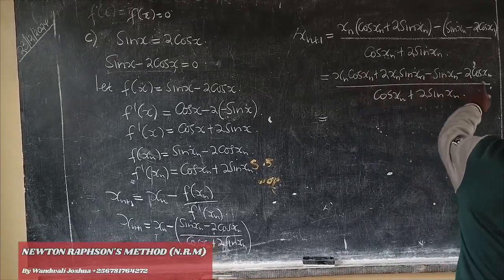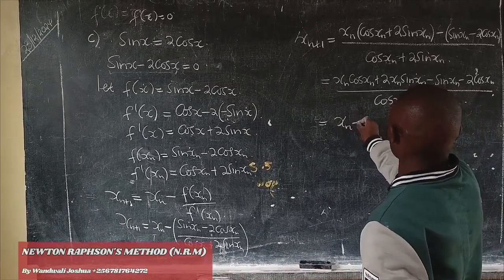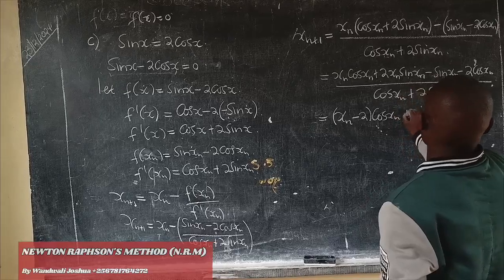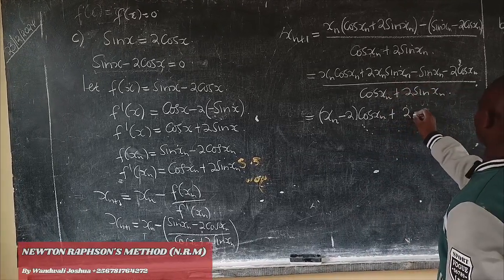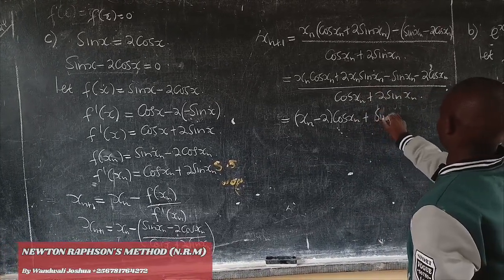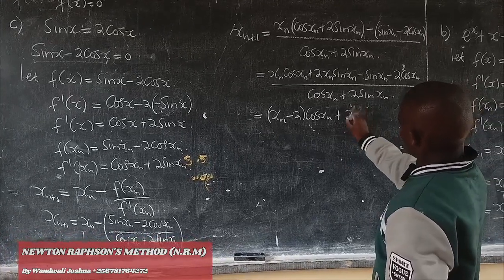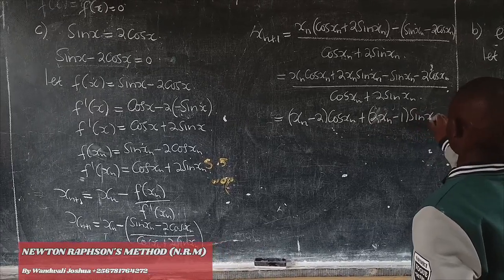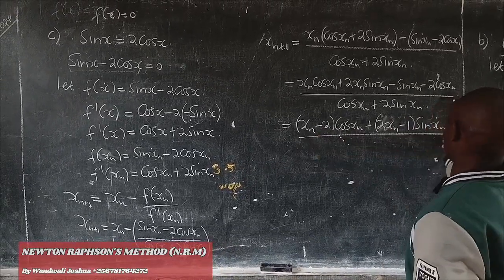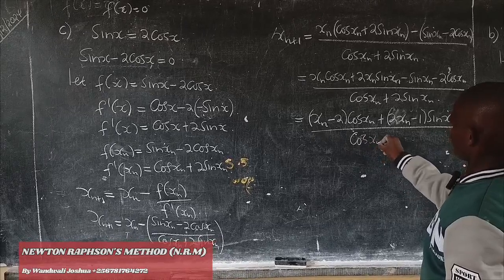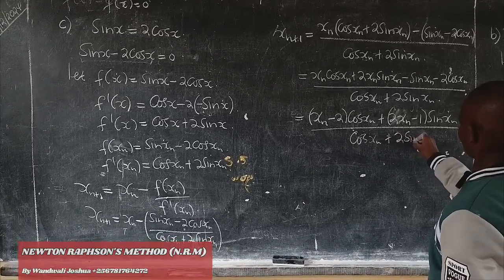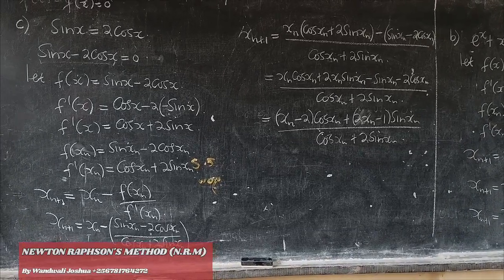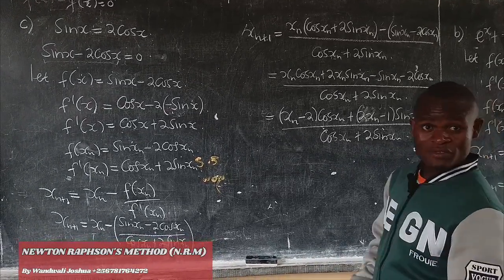For instance, this one and the cos, you can have this as xn minus 2, then cos of xn, plus this and that, we have sine of xn which is common, so I can have 2xn minus 1, then times sine of xn. The whole of this I can divide by cos of xn plus 2 sine of xn. So that can be the Newton-Raphson formula.